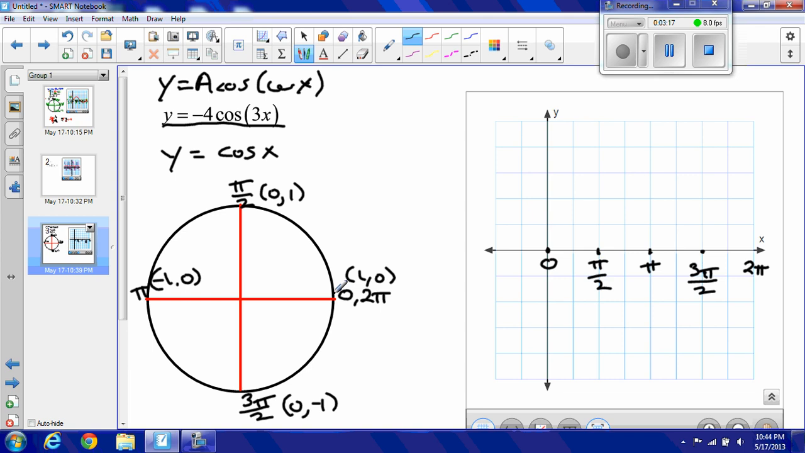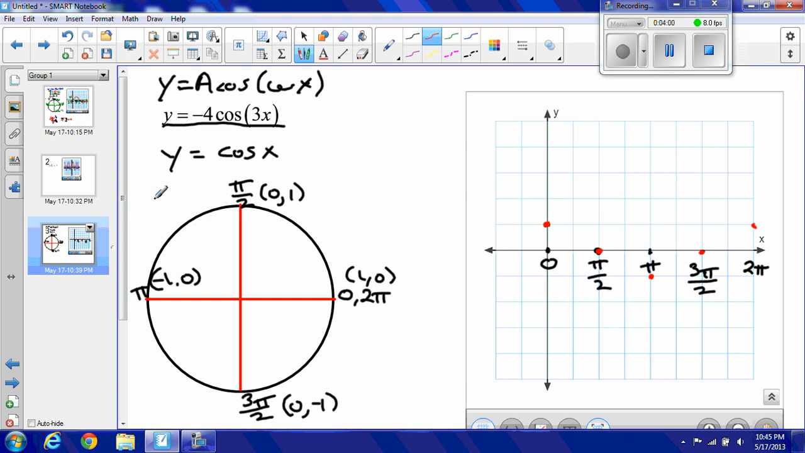So at 0, the value of my cosine function is 1. So I will make this a 1 right there. At pi over 2, the value of my cosine function is 0. Well, that's okay. I'll make that 0 right there. I'm going to change ink colors. There's 1, 0. At pi, my cosine is -1. At 3 pi over 2, my cosine is back to 0. And at 2 pi, my cosine is back to 1.